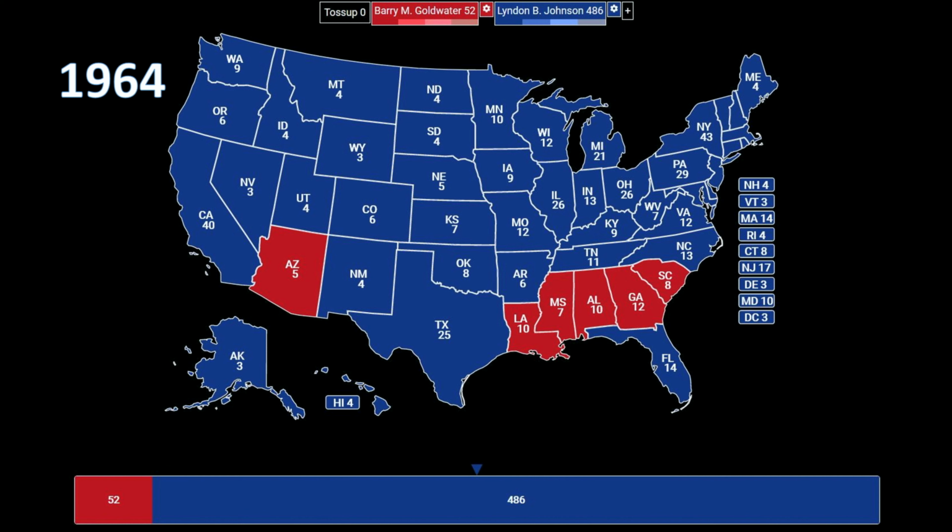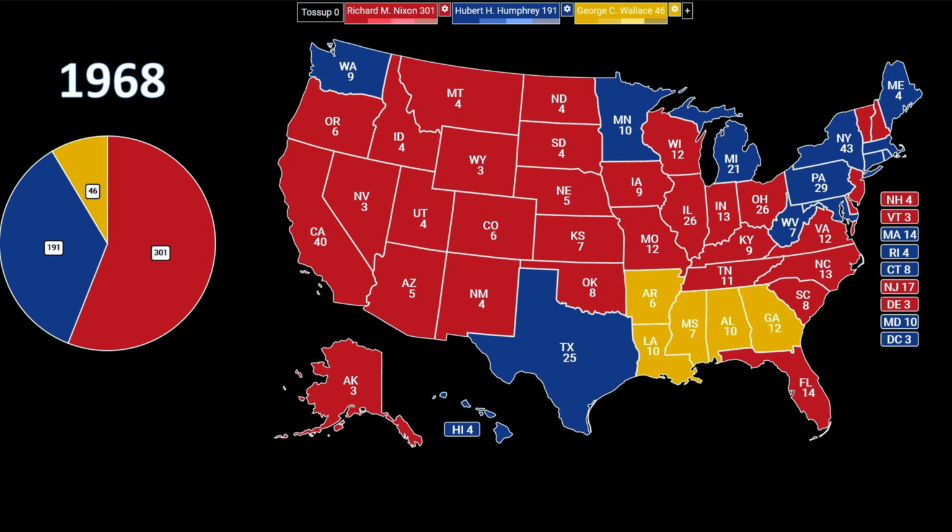This election is also significant because to this day it remains the only election to see Alaska vote Democrat. It also marks the last time that Idaho, Kansas, Nebraska, North Dakota, South Dakota, Oklahoma, Utah, and Wyoming voted for the Democratic Party. Moving on to the 1968 election.